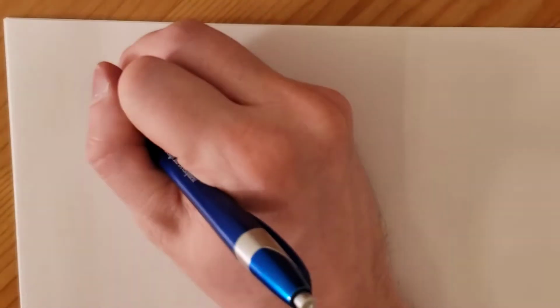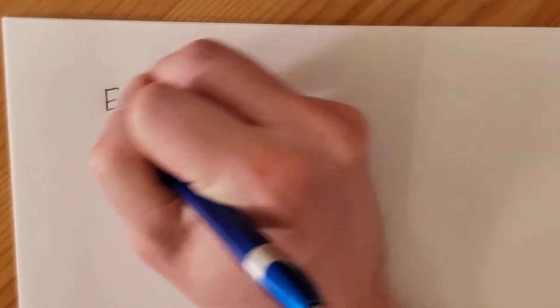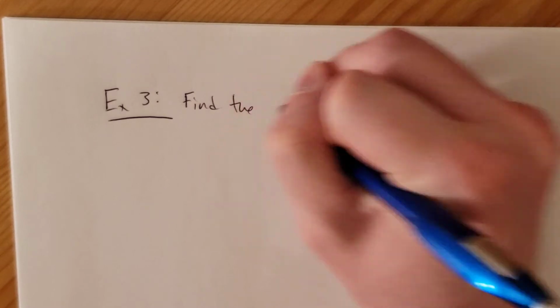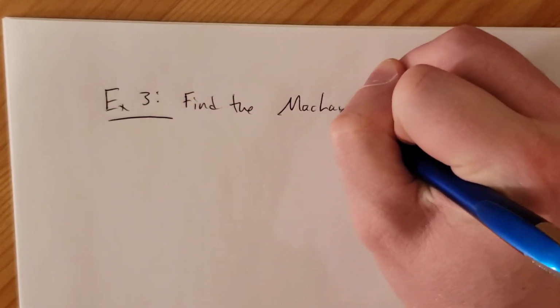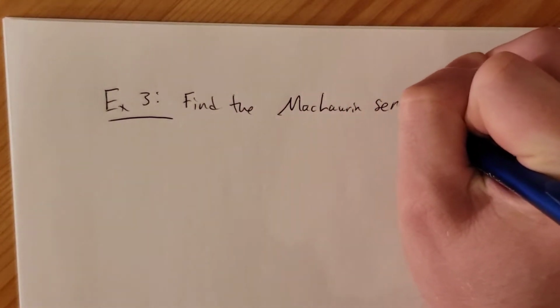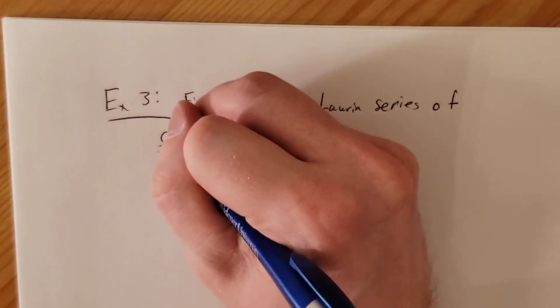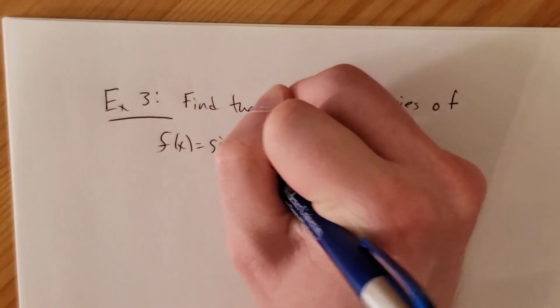All right, in this video we're going to do a few more examples of finding Taylor and MacLaurin series. We're going to start with a couple more MacLaurin series. Our first one is to find the MacLaurin series of f(x) equal to sine of x.